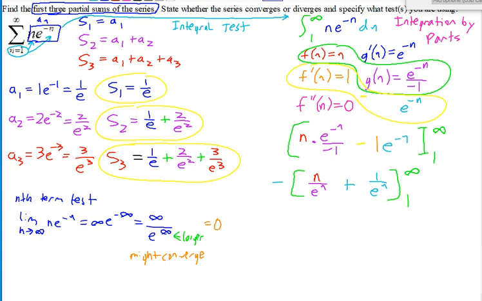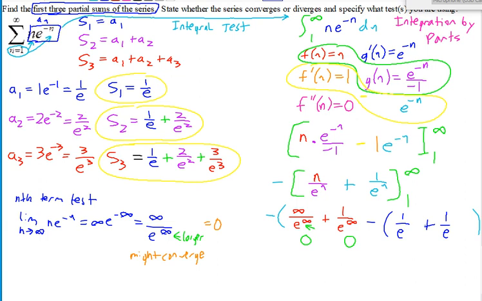So we have a negative on the outside. And then if we plug in infinity, first we have infinity over e to the infinity plus 1 over e to the infinity, minus 1 over e plus 1 over e. That's what gets plugged in for 1. So infinity over e to the infinity, again, e to the infinity is much larger, so this one's going to be 0. And 1 over e to the infinity, that's also 0, so those are wiped out.